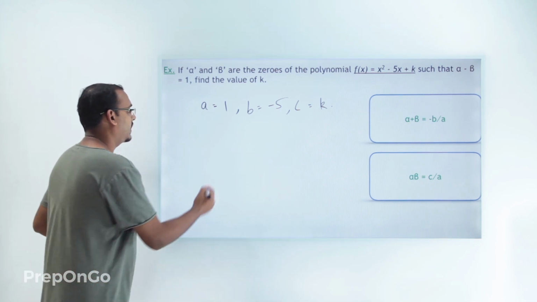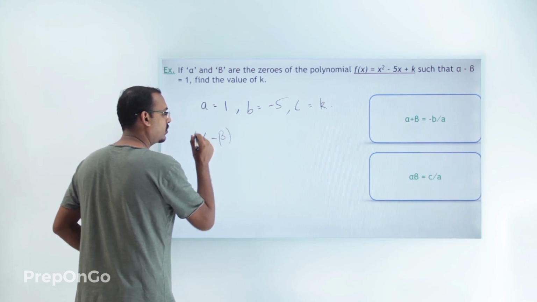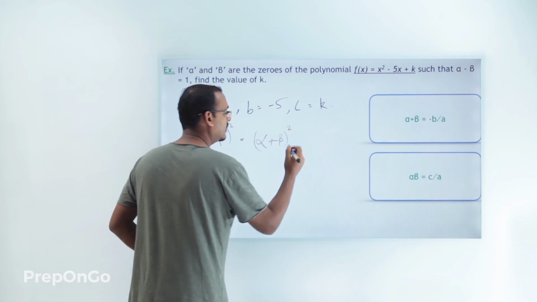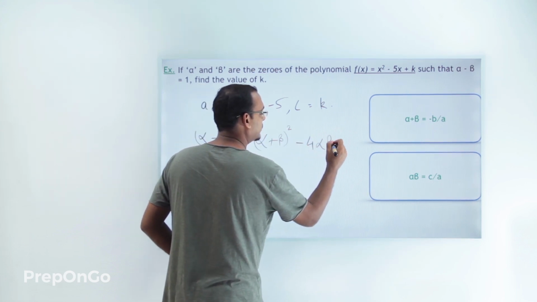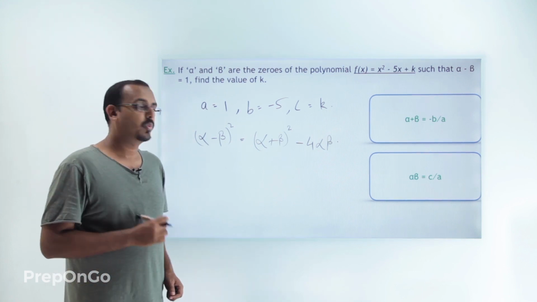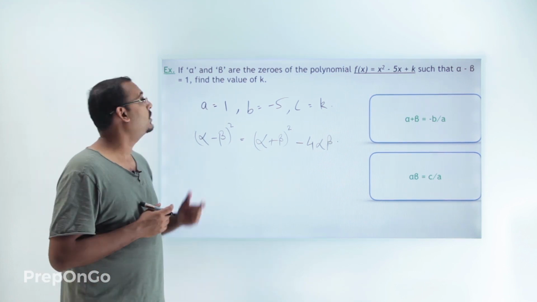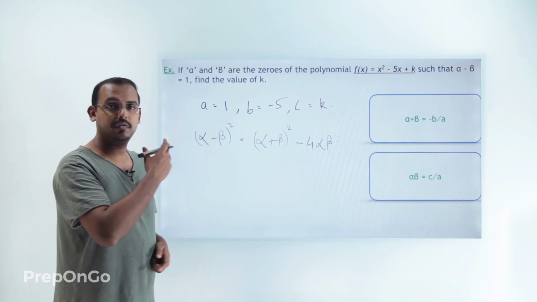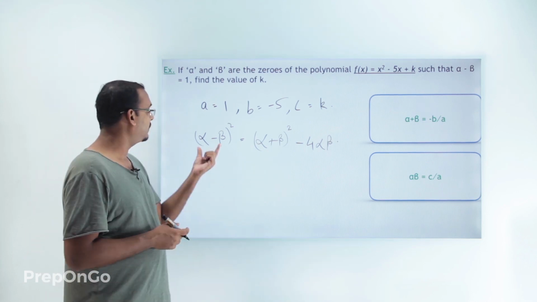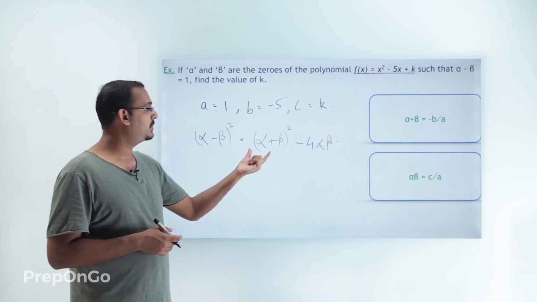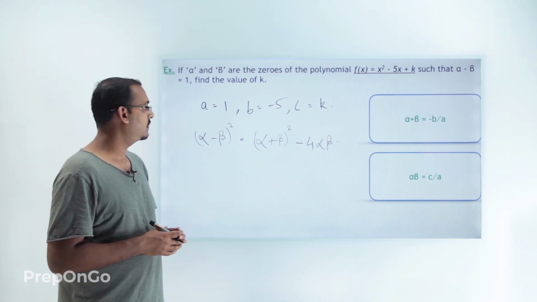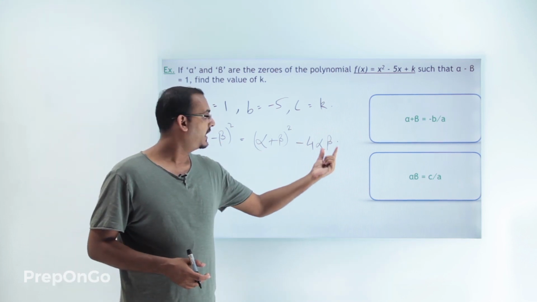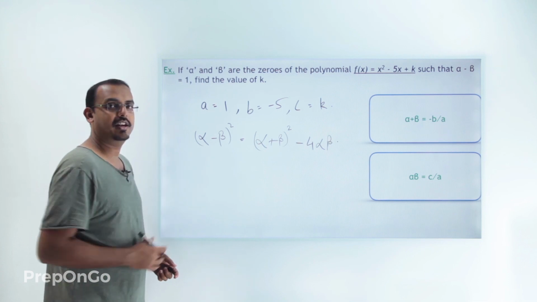Now we can say alpha minus beta whole square is equal to alpha plus beta whole square minus 4 alpha beta. Now if we use the equation a minus b whole square is equal to a plus b whole square minus 4ab and we put the values alpha and beta in place of a and b, we can write this expression: alpha minus beta whole square is equal to alpha plus beta whole square minus 4 times alpha beta. So now we can put the values of alpha minus beta, alpha plus beta and alpha beta in this equation and get the value of k, right?